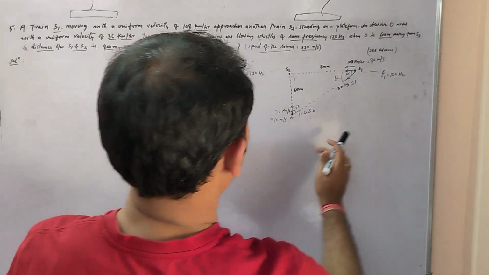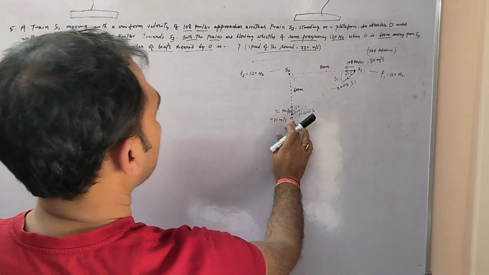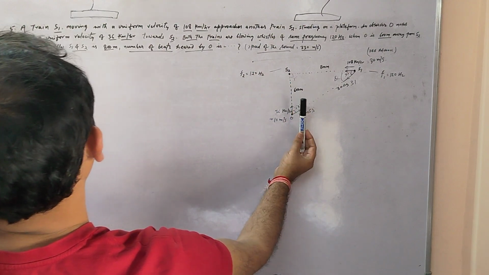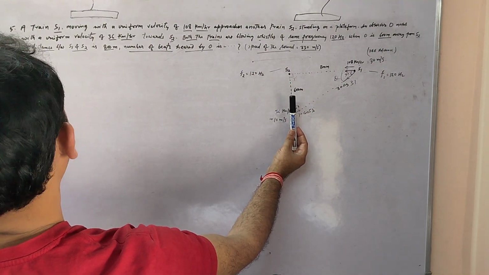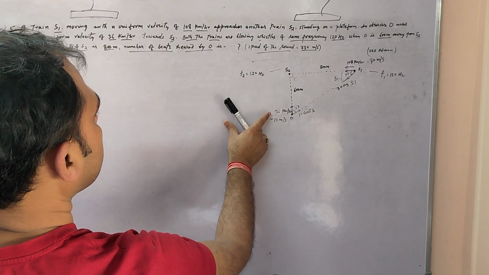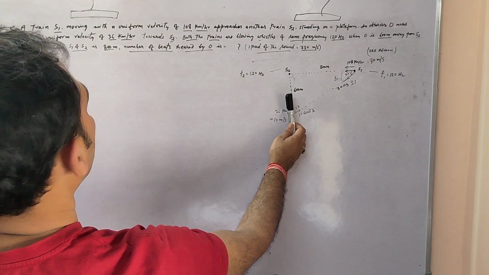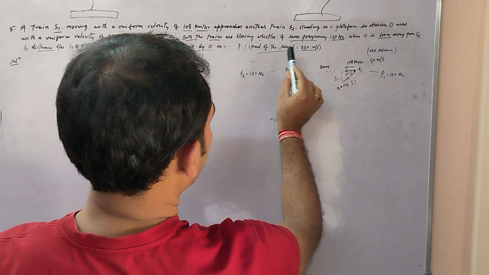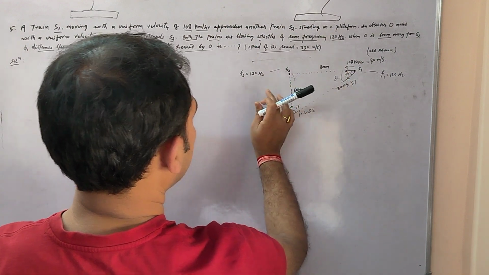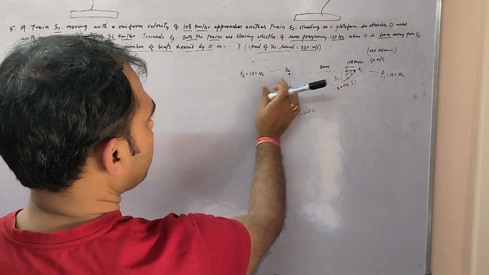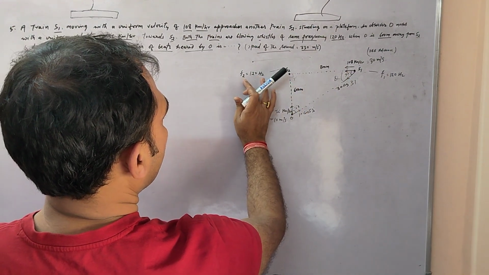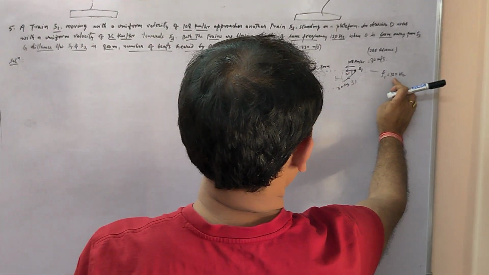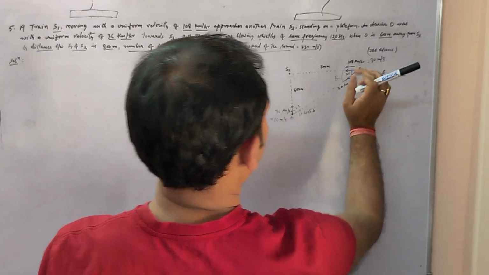An observer O moves with a uniform velocity 36 km per hour towards S2 in this direction. Both trains are blowing whistles of same frequency 120 Hz. Actual frequency from S2 is F2, 120 Hz, and F1, 120 Hz from S1.